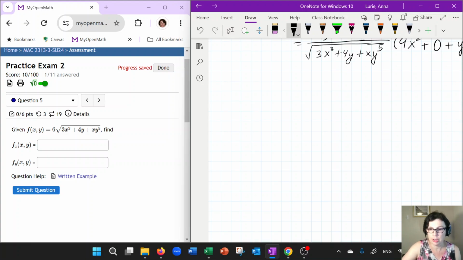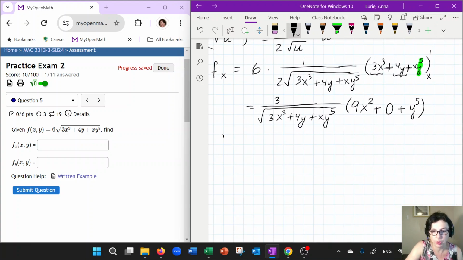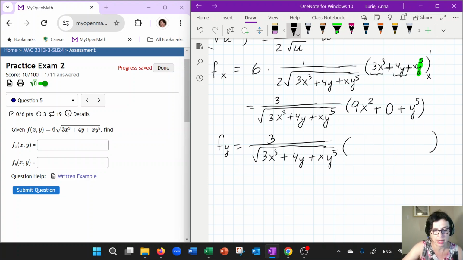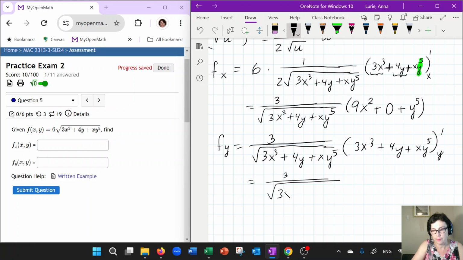Now, what is going to be the partial derivative with respect to y? We do the exact same thing. We are going to have that 3 divided by the square root because the 6 and the 2 will cancel. But now what we have to do is take the derivative of whatever was under the root, but now with respect to y. So what will happen there? Again, each term has to be differentiated separately. So let me just rewrite the root.